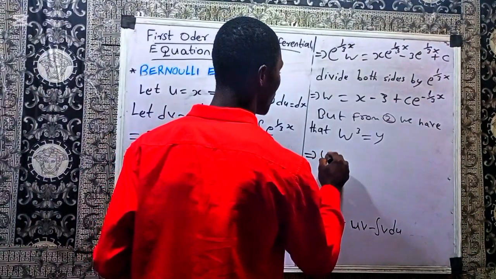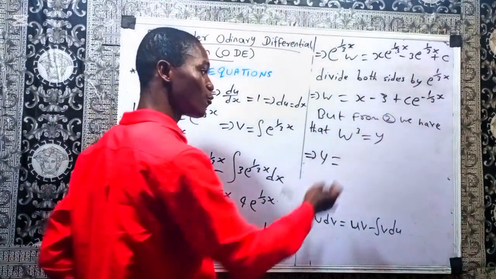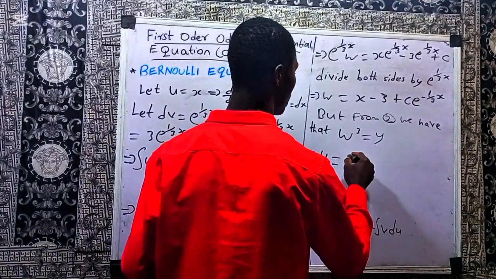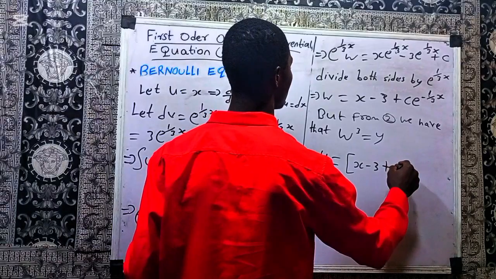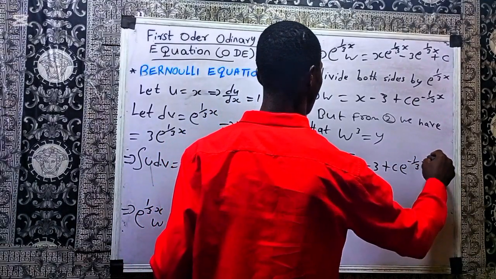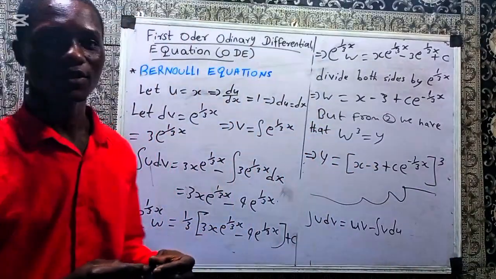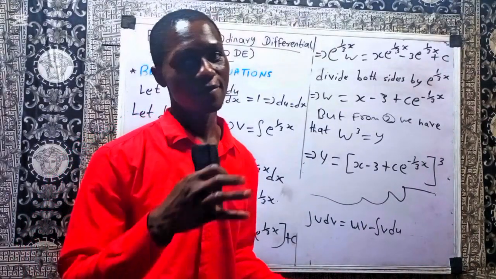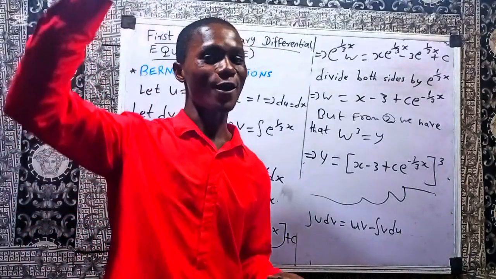This implies that y will be equal to, but w is this expression, right? So y will be this expression raised to power 3. So my y will be equal to x minus 3 plus c exponential negative 1 over 3x all raised to power 3. So this will be the solution of this very Bernoulli ODE. I hope the class is interesting. I'm expecting you in our upcoming class.